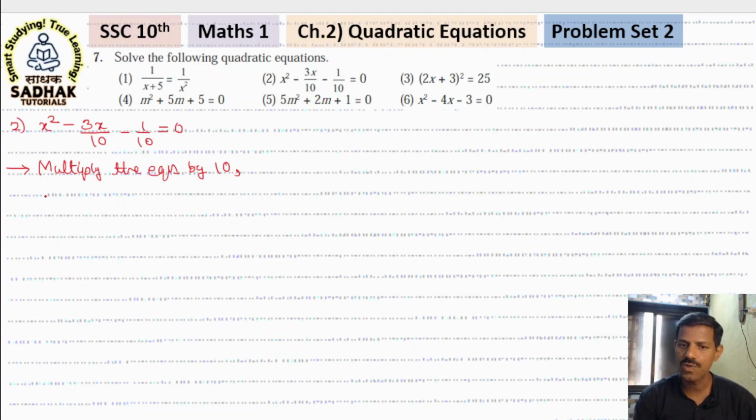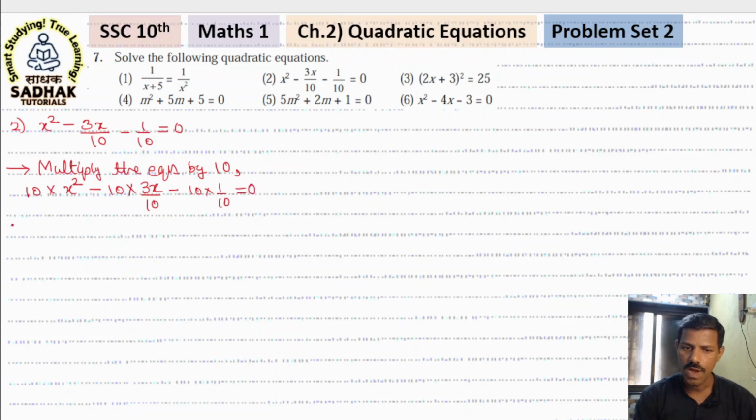When we multiply by 10, it means that this 10 will be multiplied by each of the 3 terms. The 3 terms we see here are x square, minus 3x upon 10, and minus 1 upon 10. 10 will be multiplied with each. So I am writing in detail: 10 multiplied by x square, minus 10 multiplied by 3x upon 10, minus 10 multiplied by 1 upon 10 is equal to 0.